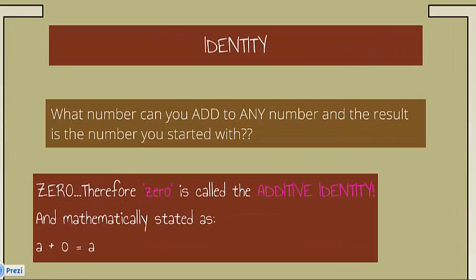Now, if you think just a second here, for the identity, what number can you add to any number and the result is the number that you started with? Well, logically, that would be 0, just like you thought. And so we refer to 0 as the additive identity. So when we mathematically state that, it would look something like A plus 0 equals A, because adding 0 did not change the A at all. So 0 is the additive identity.